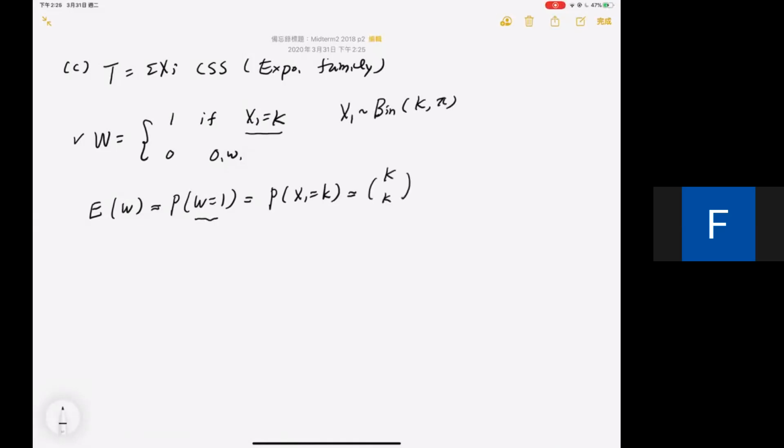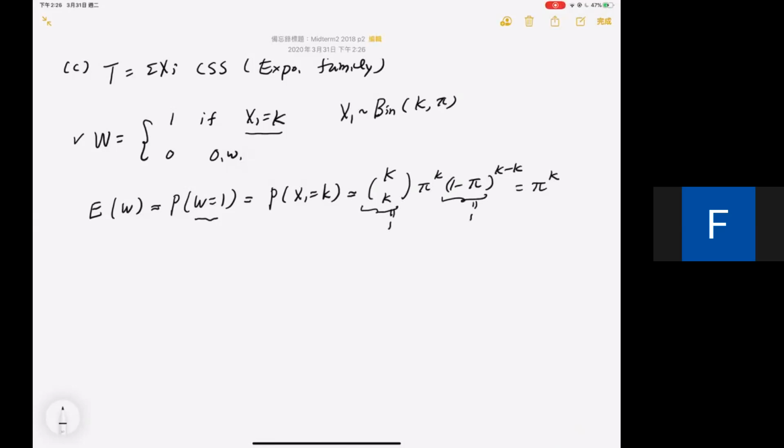1 minus pi, then k minus k. Okay, that's exactly the probability of x1 equals k. Of course, this guy is 1, this guy is 1 as well, eventually it is pi to the k. Easy. So that means W is an unbiased estimator. I think you finish C.